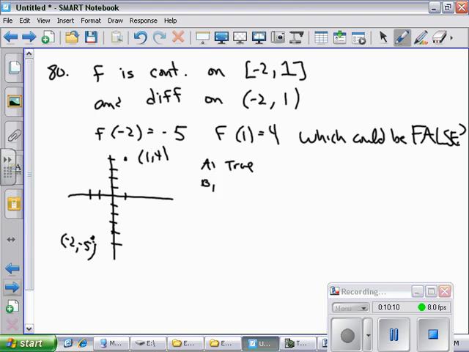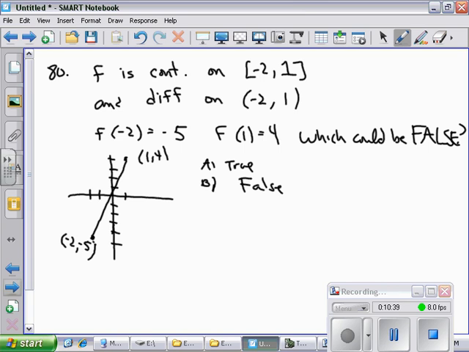B, there's got to be a C between here where the derivative is 0. Does the derivative have to be 0 to get from this point to this point with a smooth curve? No. Give me an example. What could it look like? It could be a straight line, and the derivative would never be 0. So B does not, it could be false. So that's the one.